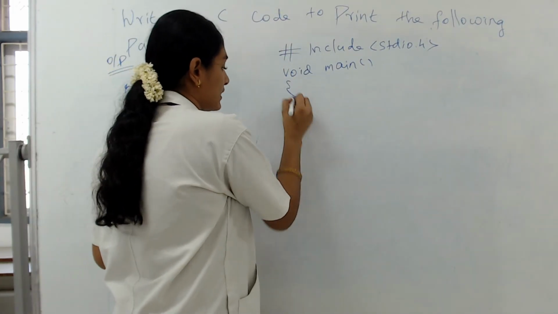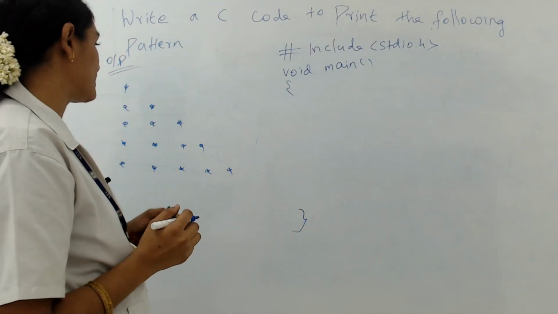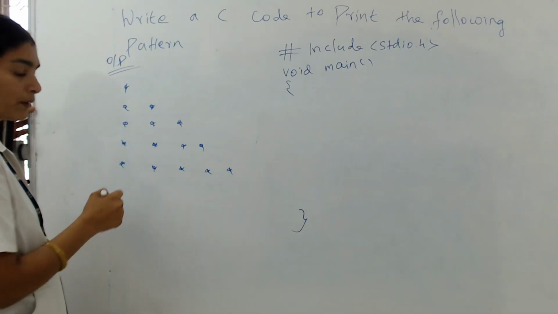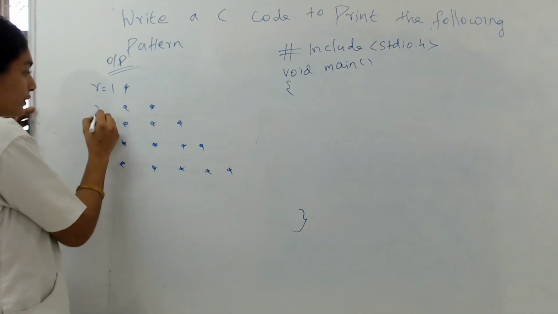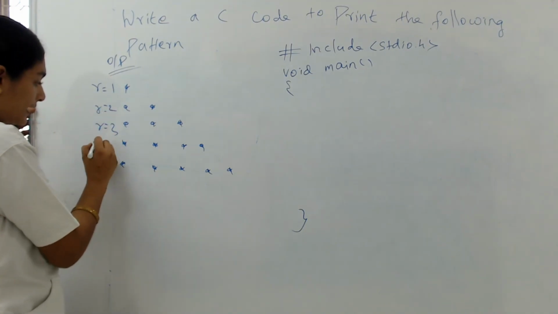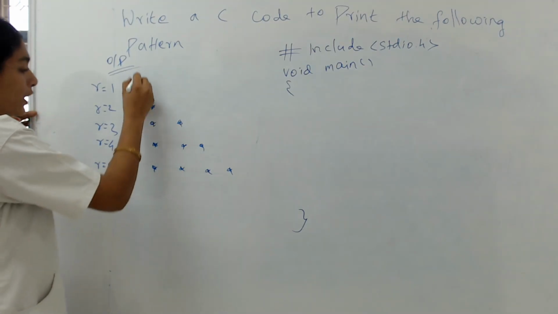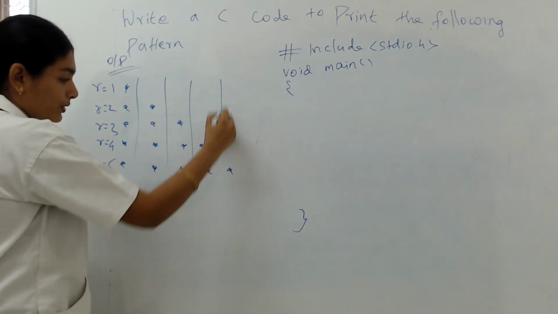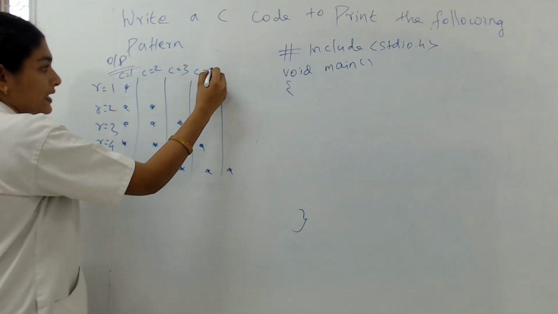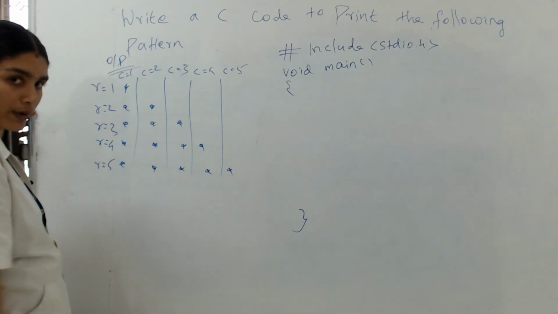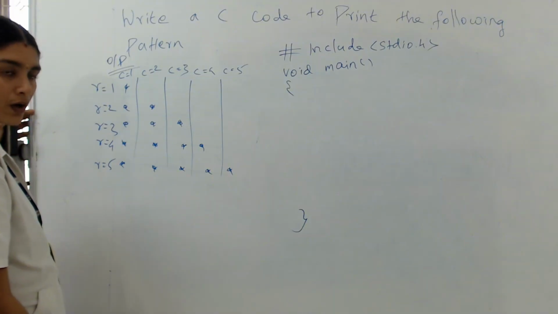Next one is input and output declaration. See here we have a number of columns and a number of rows. What is the row count? R equal to 1, R equal to 2, 3 up to 5. We have a total of 5 rows. Similarly, how many columns are present in our output? C equal to 1, C equal to 2, C equal to 3, C equal to 4 and C equal to 5. Yes, in total we have 5 rows and 5 columns.